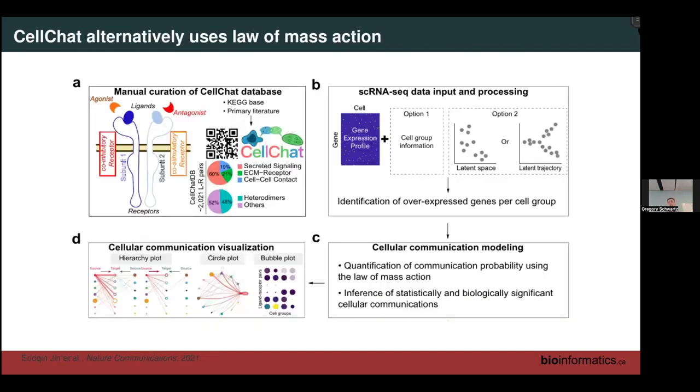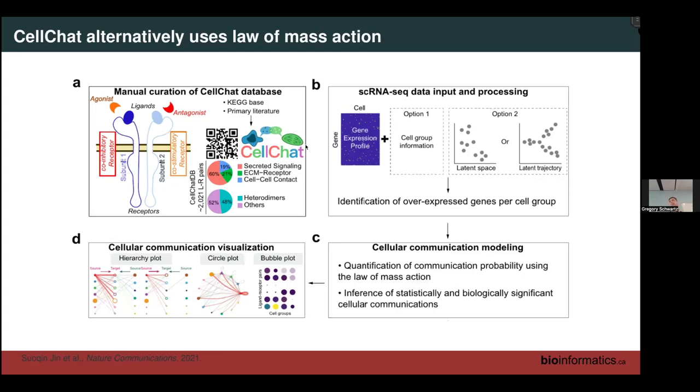For a very different way of doing things, for example, you can replace not only the ligand receptor pair scoring, but also the underlying model of communication itself. For example, this is what CellChat does. It uses the law of mass action in order to model not only the ligand-receptor pair expression, but also take into account co-inhibitory and co-stimulatory receptors and agonists and antagonists.